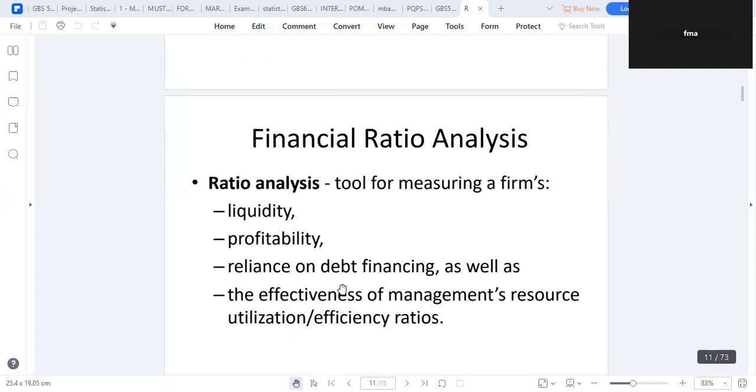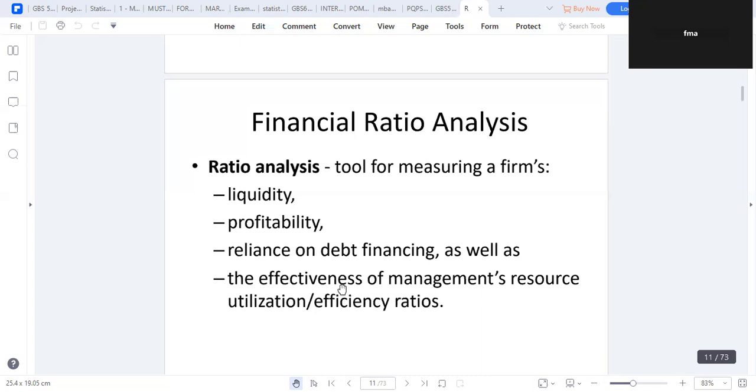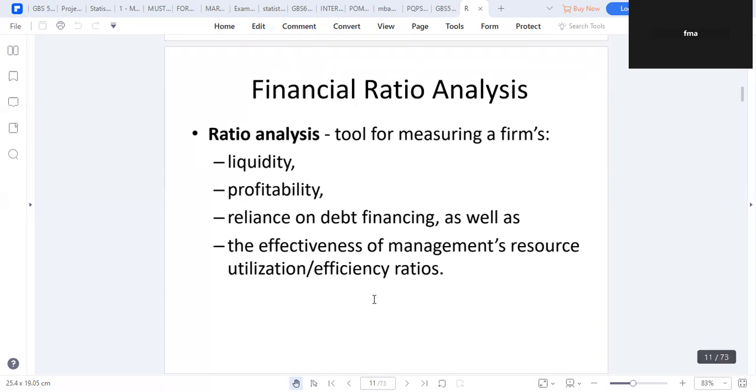Now, financial ratio analysis is the most basic tool that we use when measuring a firm's liquidity and profitability. So in ratio analysis, a ratio simply compares one value to another. Under ratio analysis, we use this tool for measuring liquidity, profitability, the reliance on debt, and the effectiveness of the use of management resources. So this makes what we call the liquidity ratios. This is what makes up the profitability ratios. This is what looks at the solvency ratios and efficiency ratios. So all these have a role.